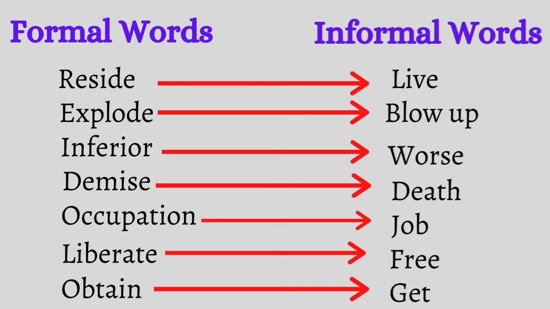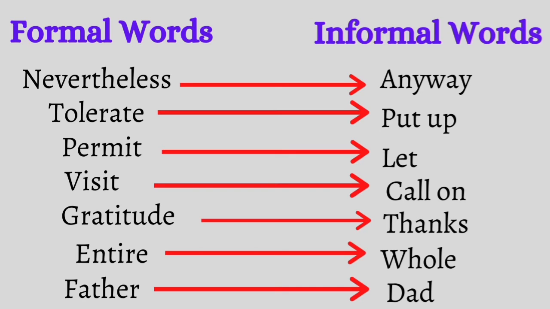Okay, guys? Let's move on to another formal word, which would be nevertheless. And the informal word for nevertheless would be anyway. Okay? Another one would be tolerate. So a formal word would be tolerate, and the informal word would be put up. So I tolerate John because he's my brother. But if you want to speak in an informal way, you would say, I put up with John because he's my brother. Right?